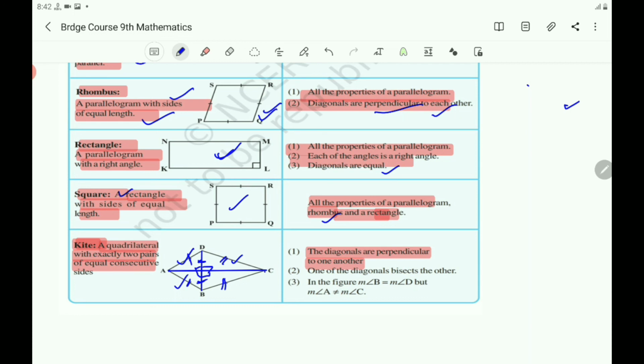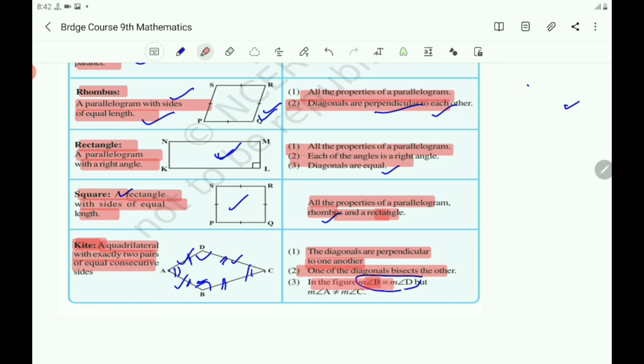And one more thing you can observe here: the measure of angle B equals the measure of angle D. These two angles are equal. Similarly, these two angles are not equal: angle A is not equal to angle C. Here one pair of opposite angles are equal and the other pair are not equal. That you can observe. That is a special property of the kite.